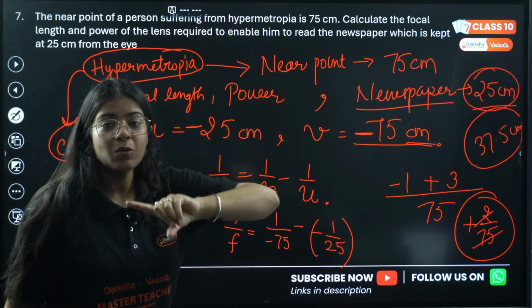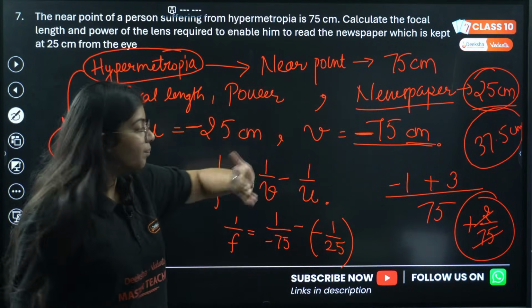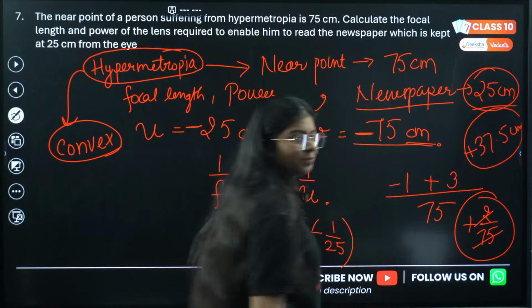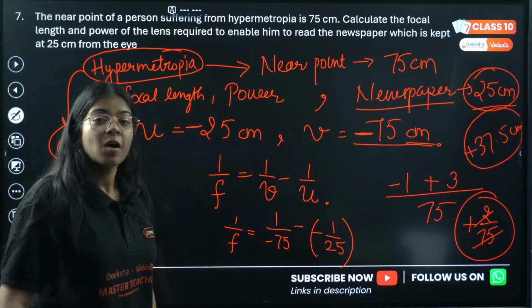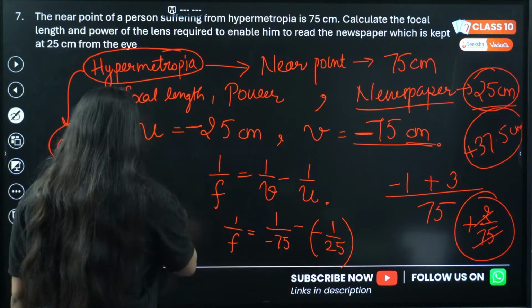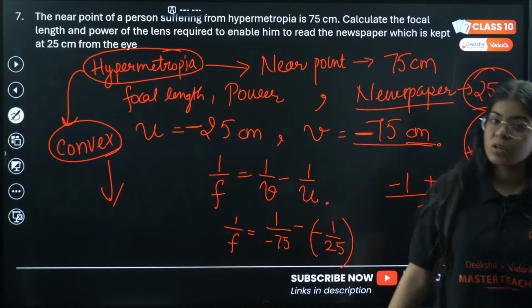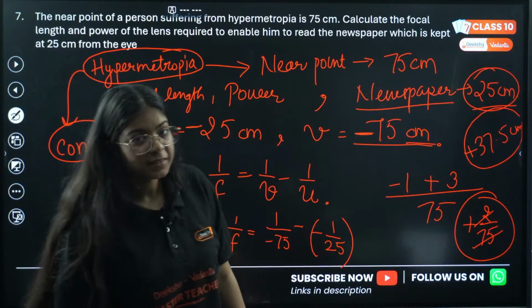One more thing I want you to realize is why V negative is correct. Because the focal length that we calculated is plus. Correct? So the focal length we calculated is positive, and we studied that the focal length of a convex lens is positive. Correct?